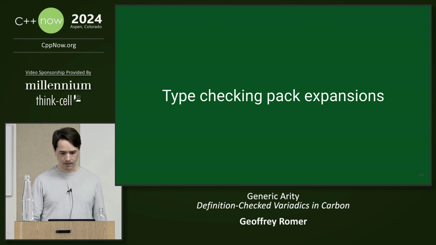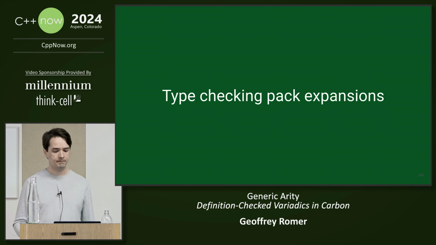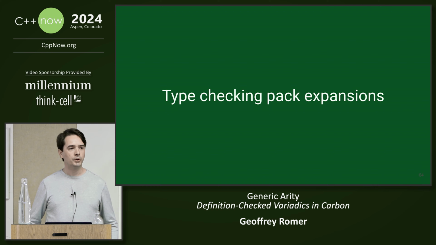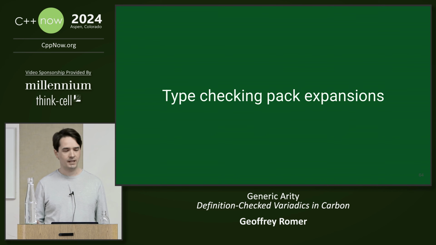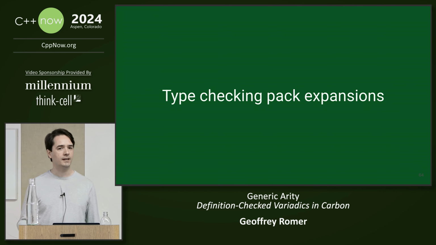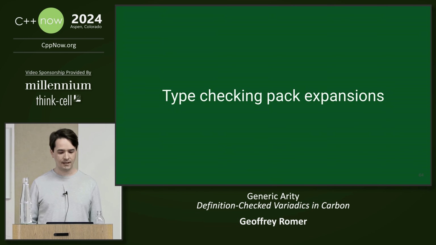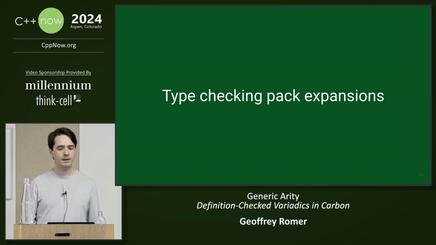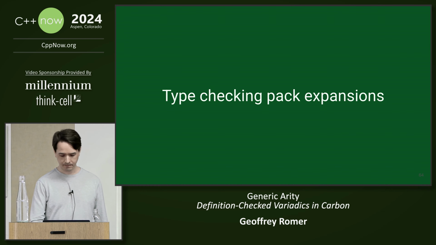Okay. So yeah, that's how we write Variadic code in Carbon. But our goal here isn't just to be able to write it and run it; it's to be able to type check it. So that's what the rest of the talk is going to cover. I'm going to start with how we type check within a single pack expansion. And then in the next section, I'll talk about how we type check function calls, which is really about how we type check the interaction between pack expansions.